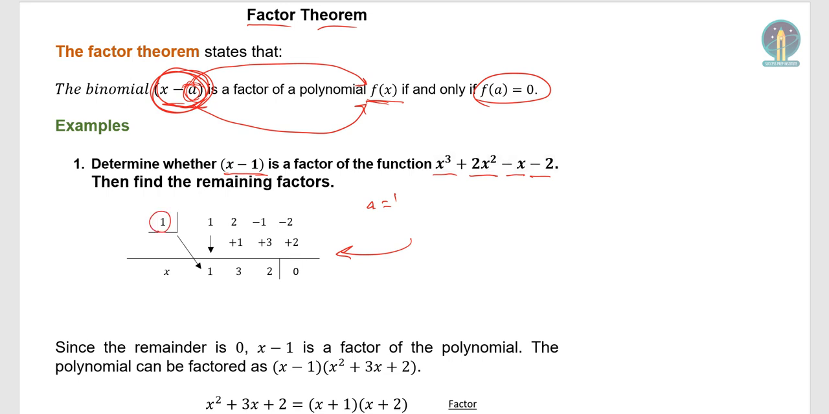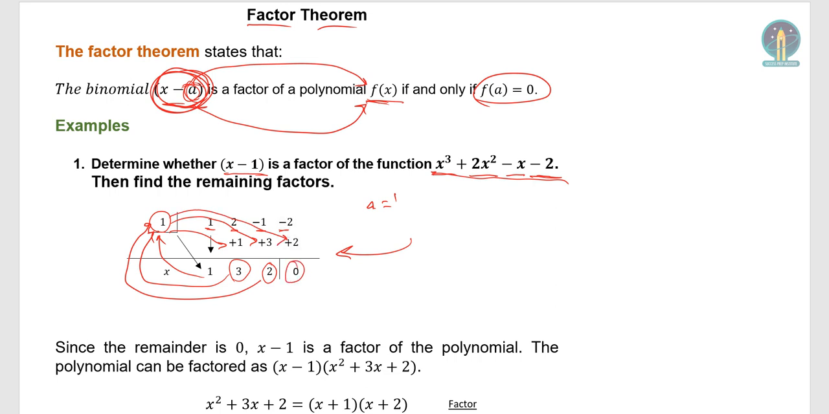and then we can just write the coefficients to our polynomial. The x cubed coefficient is 1, the 2x squared coefficient is 2, the minus x coefficient is negative 1, and then minus 2 is just the constant. Drop the 1, and then 1 times 1 is 1, 2 plus 1 is 3. Times 1 is 3, minus 1 plus 3 is 2. Times 1 is 2, minus 2 plus 2 is 0.